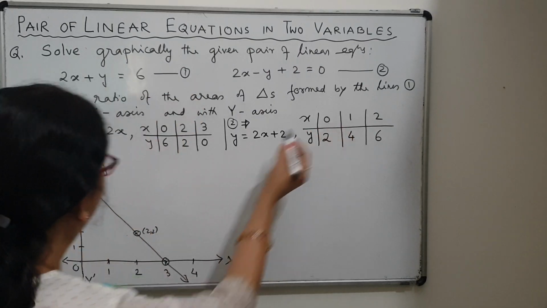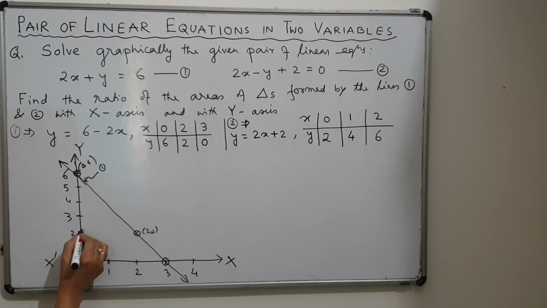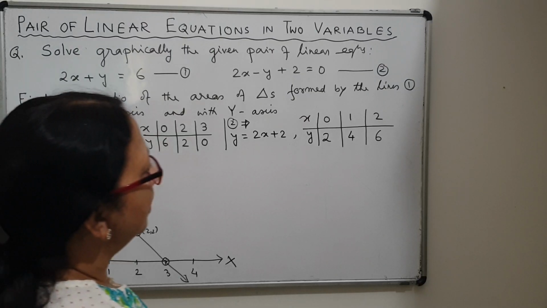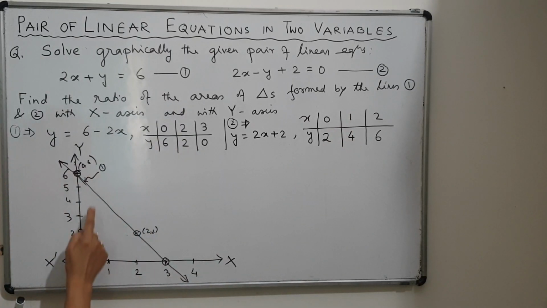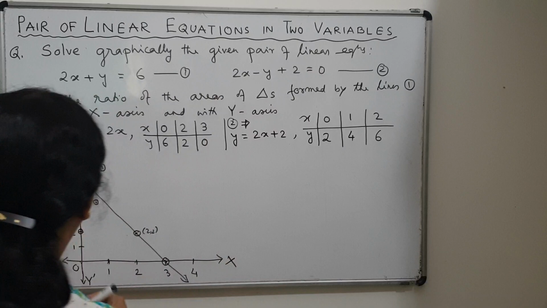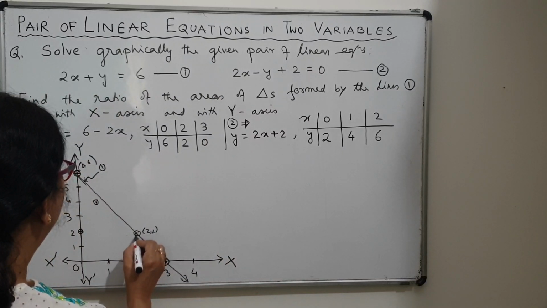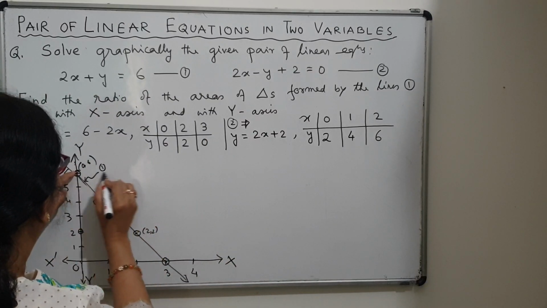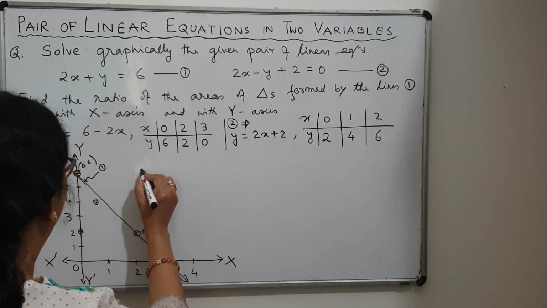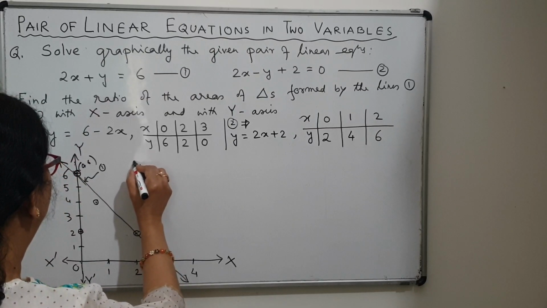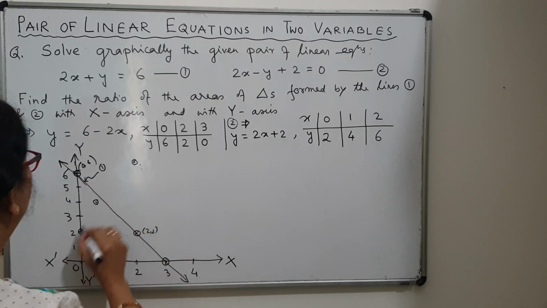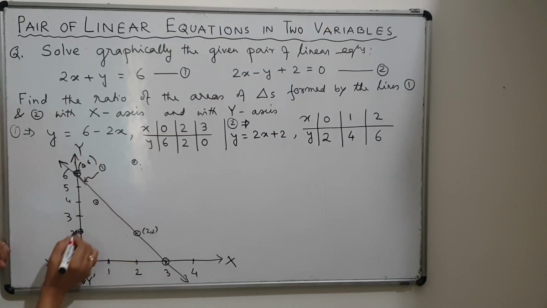Now 0, 2 is this point. Then 1, 4. This is 1 and this is 4. Then 2, 6. 2 and 6 is somewhere here. Right here, I think. 2, 6. So you have to join these.